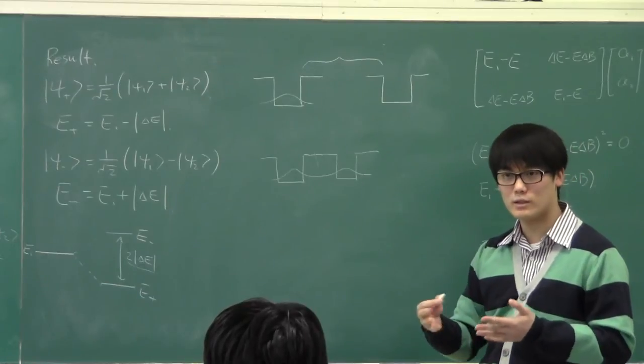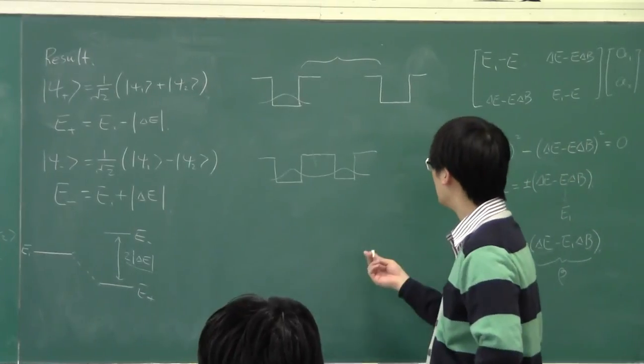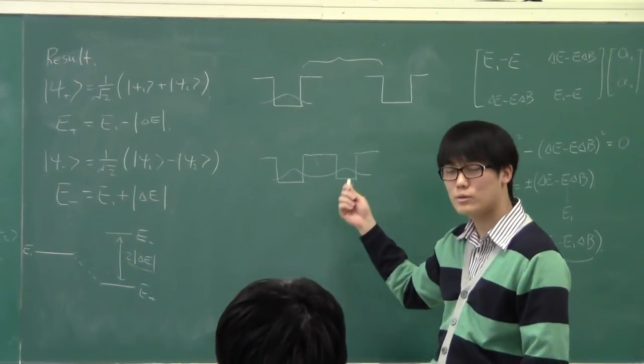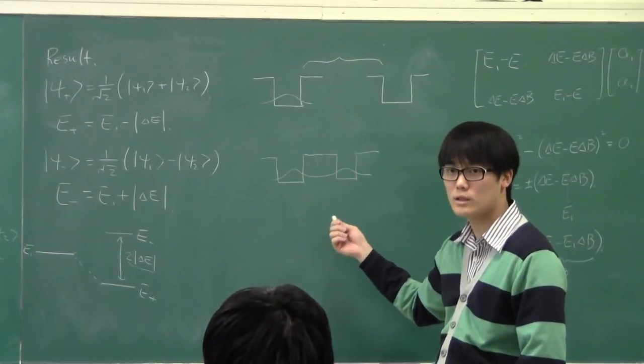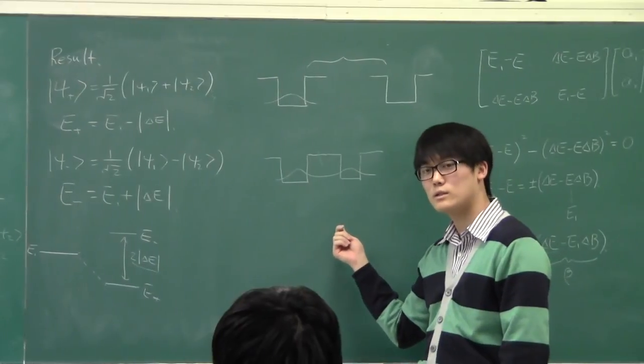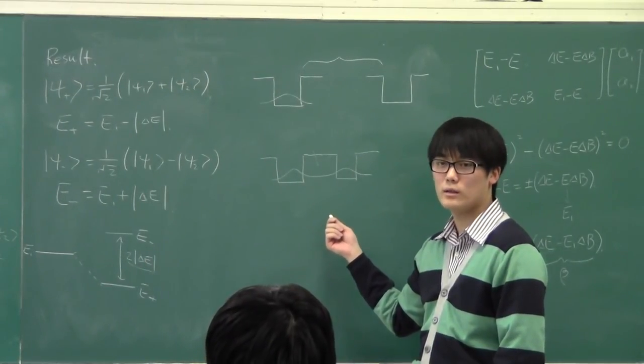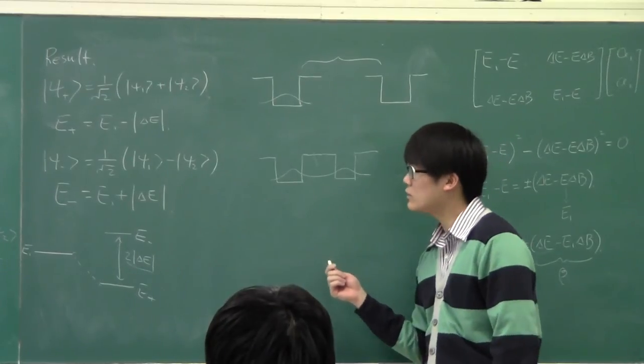But it's not the photon that we really used to. So anyways, this is a really important result. When two quantum wells can share a particle, they tend to attract each other. This is the basic model for covalent bonding. Okay.